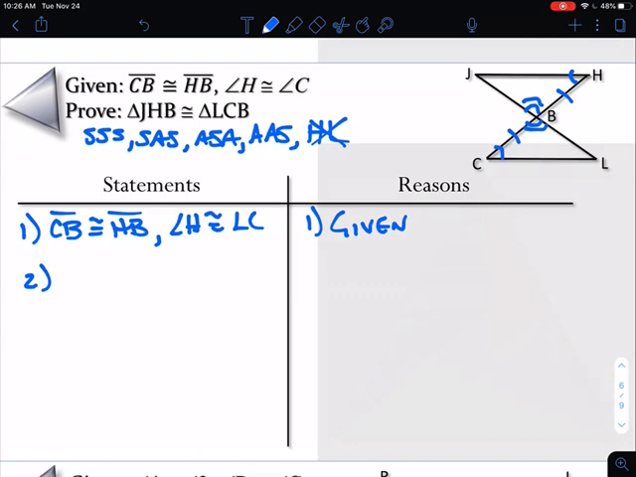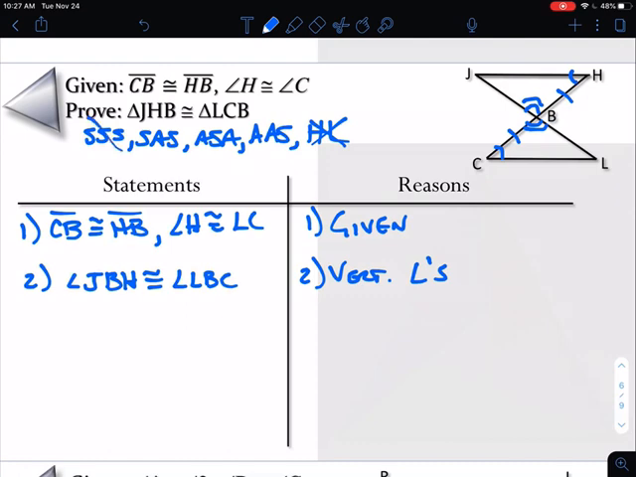So as far as the statement goes, I can't say angle B because I have four different angles at that point. So I'm going to call the top angle, angle JBH, is congruent to, I'm going to call the bottom angle LBC. And I knew that those were congruent because of vertical angles. So that was something we got to add for free. Now, as soon as I look at the picture, I have two angles and I have a side.